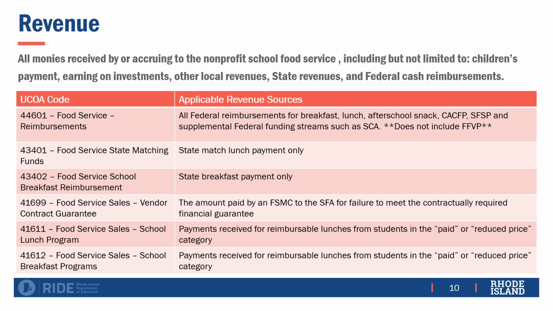43401, and 43402 relate to federal and state reimbursements that an SFA receives based on meals served and claimed under the child nutrition programs. Codes 41611 and 41612 are appropriate for local payments received in support of full or reduced price student meals.